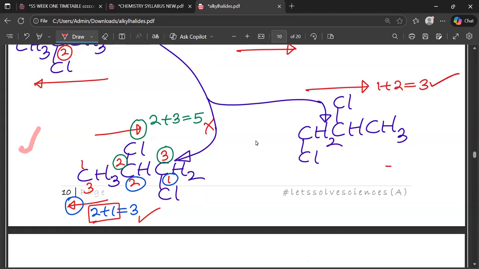The other one will give me a 5. 8 will give me a 2 and a 3, which is a 5, and I will not take it on. This one gives me 1 and 2. This one gives me 2 and 3. That's why I'm leaving it out, but I'm taking on the other one. Hope you're following.